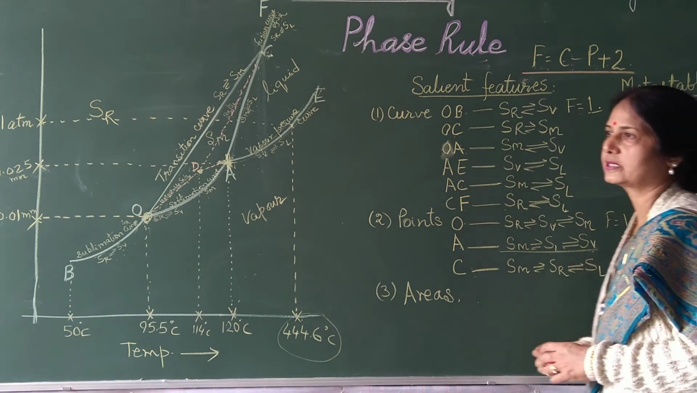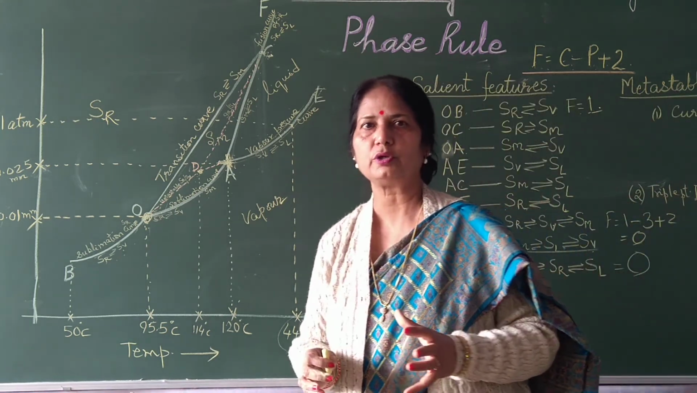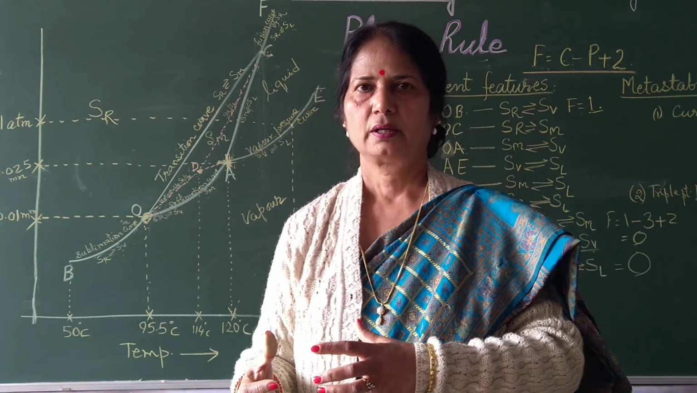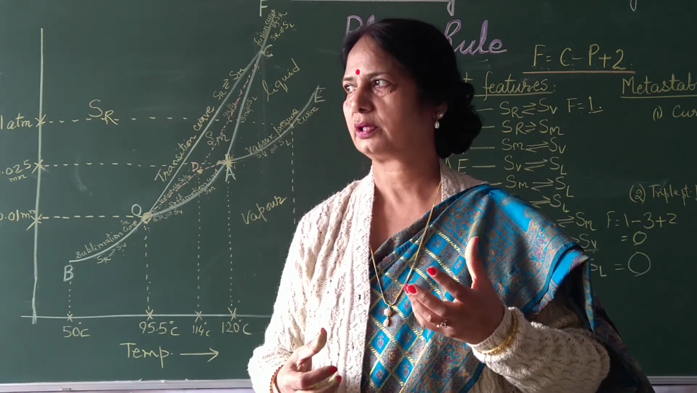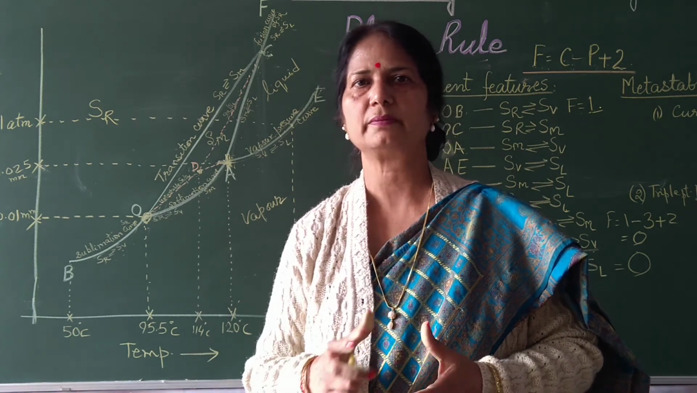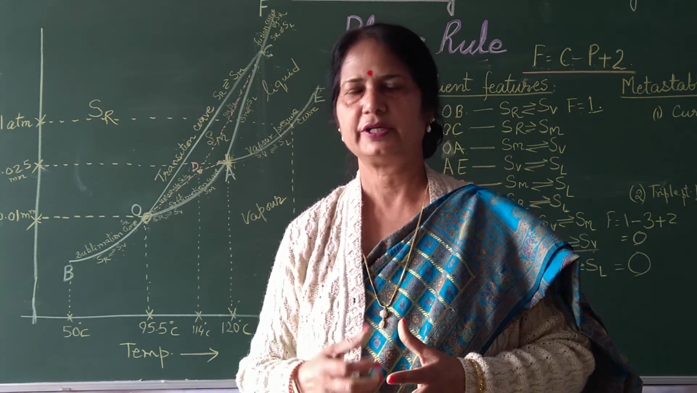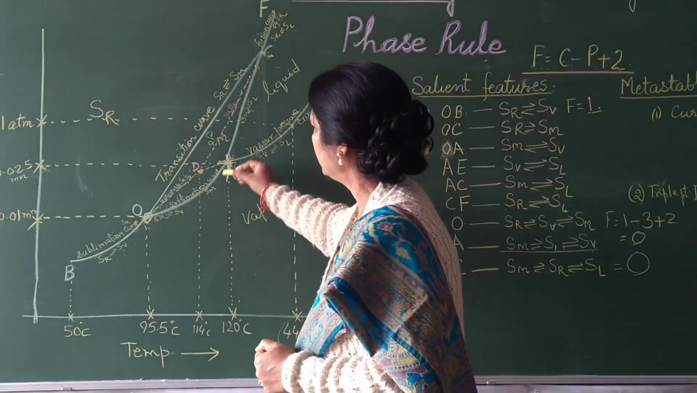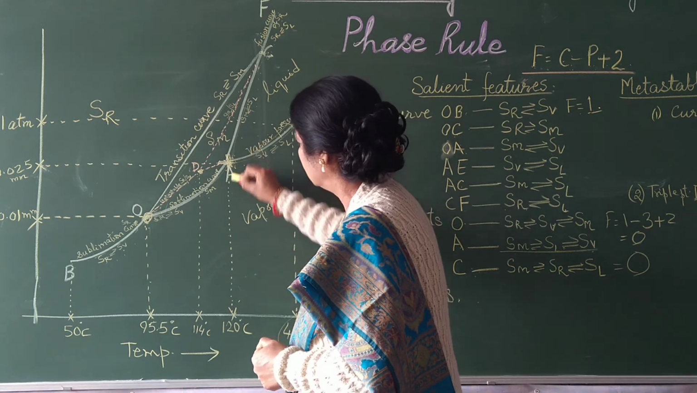So this dotted curve OD actually represents the metastable equilibrium between the rhombic sulfur and the vapor sulfur. And if you calculate the degree of freedom here, that will also come out to be 1, meaning the system is univariant around the curve.